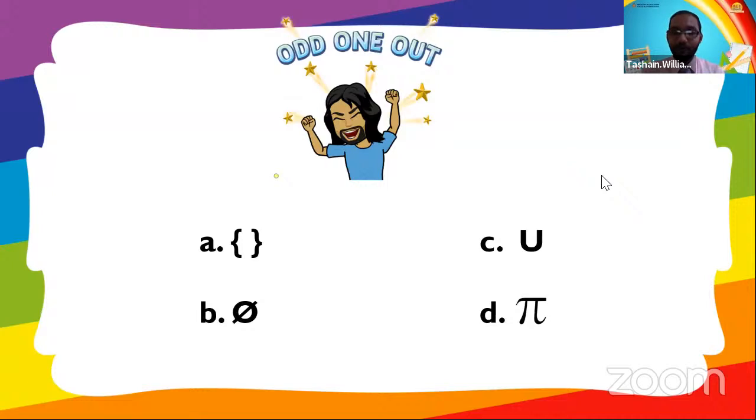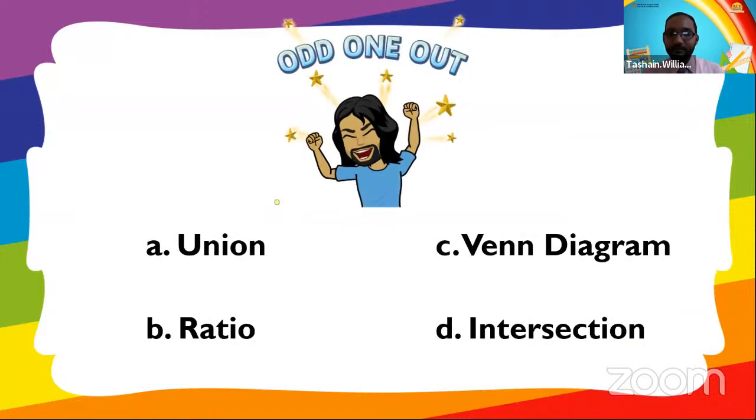Oh, we have a set of brilliant grade 6 students here with us today. Wow, I have not seen an incorrect answer so far. Excellent, boys and girls. Now, if you said the answer is D, you are correct. Pi is the odd one out. Let's try again. A, union. B, ratio. C, Venn diagram. And D, intersection. Can you spot the odd one out?